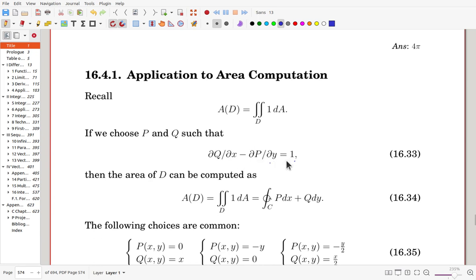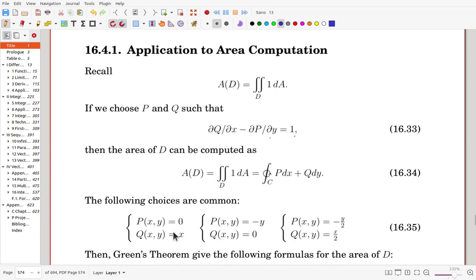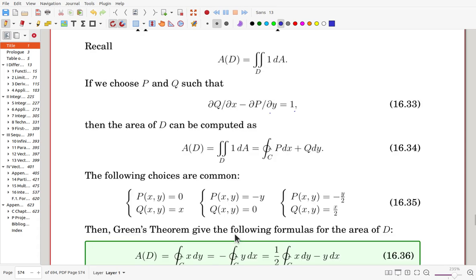So we have to choose P and Q having this property. A simple example is when P is 0 and Q is x, then that will be satisfied. So this is one choice. Another choice is for P to be minus y, and for Q to be 0. So we have mainly two choices, and there is also an average. We can see how it is made easily.